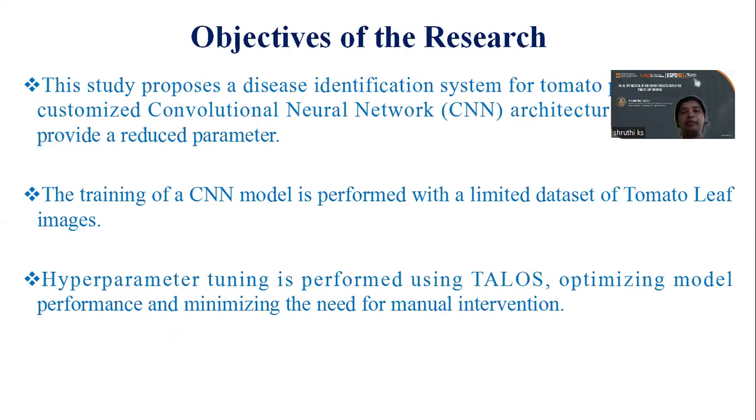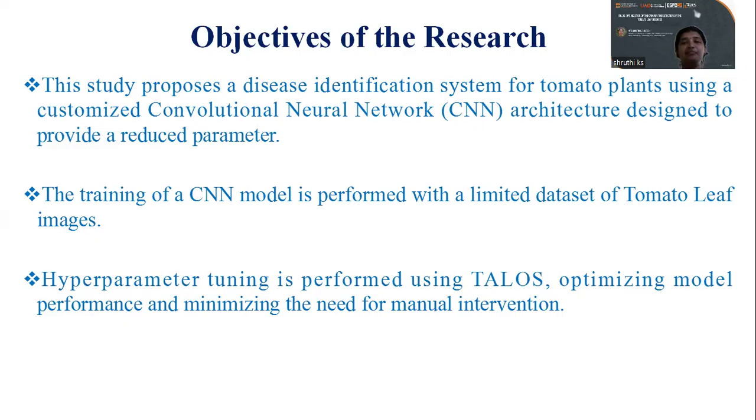With the help of those limitations and research, we have formulated three objectives. The first one: the study mainly proposes a disease identification system for tomato plant leaf diseases, collected from the PlantVillage dataset, with the help of a customized convolutional neural network which aims to provide reduced parameters. The second one is the training of the CNN model with a limited dataset of tomato leaf images. And the third one: in order to enhance the performance of the CNN model, the proposed method considers TALOS, an automated hyperparameter tuning technique, which reduces the need for manual intervention.